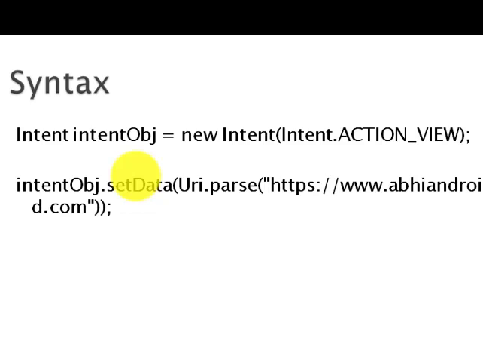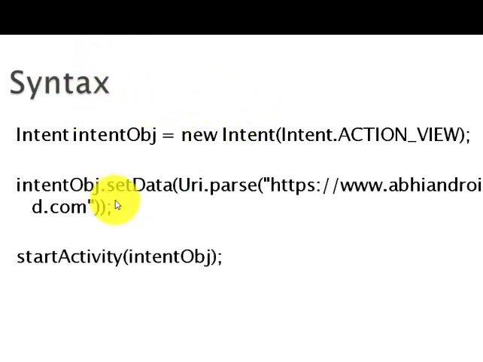There is your https://www.abhiandroid.com. Now when you click on the button, it will open the website or a web page within the current activity. It will not transfer the control to the second activity. Using this intent object, we can start the activity. So in this type of implicit intent, we will open a page within the current activity.